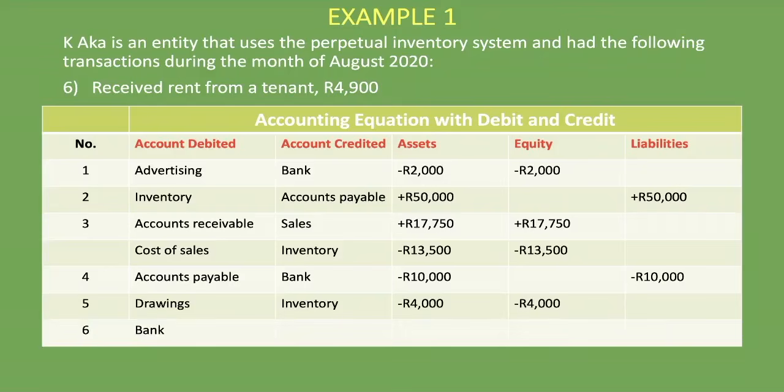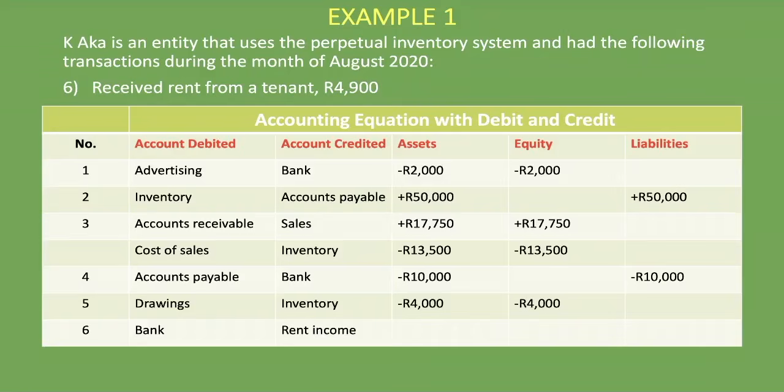So put that down. And then what do we credit? Well, we credit why we are receiving that money. We are receiving it for rent, and it's rent income. Whenever we receive money from our tenant or from our premises where we are renting out, that's rent income. So we're going to put the rent income as the account credited. Remember, that's an income account, so we credit all our incomes.